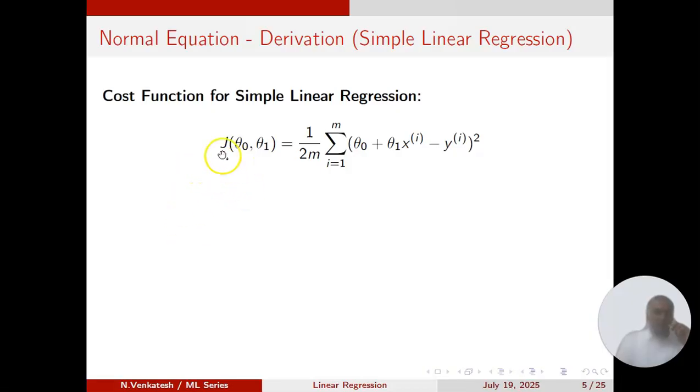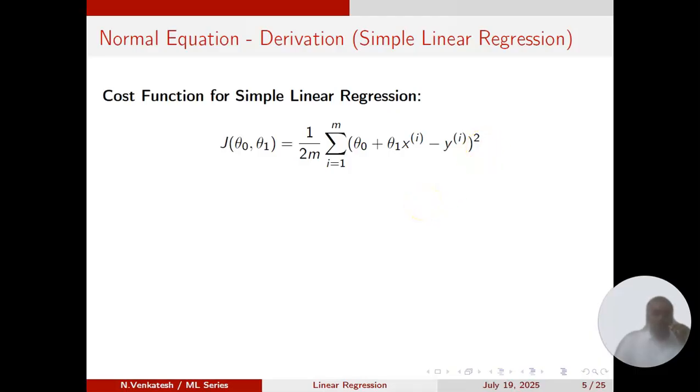Here, for a simple linear regression, we have only one dependent variable and one independent variable. So theta naught plus theta 1 x is the representation of the hypothesis. Then the squared error is J of theta naught, theta 1 equals 1 by 2m sigma of theta naught plus theta 1 x i minus y i, whole square.